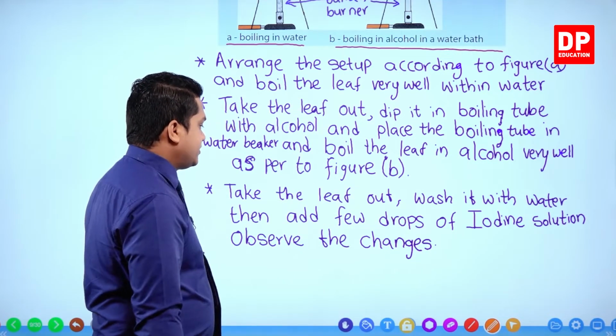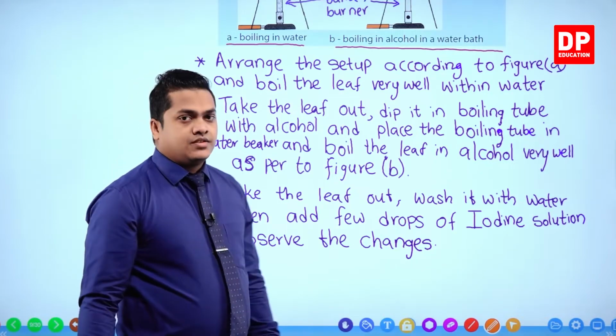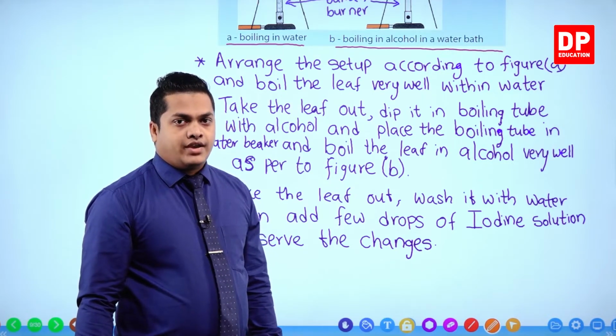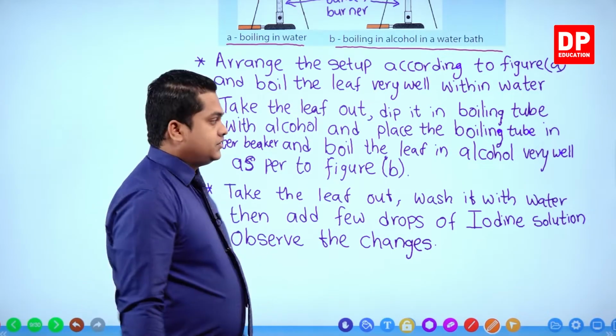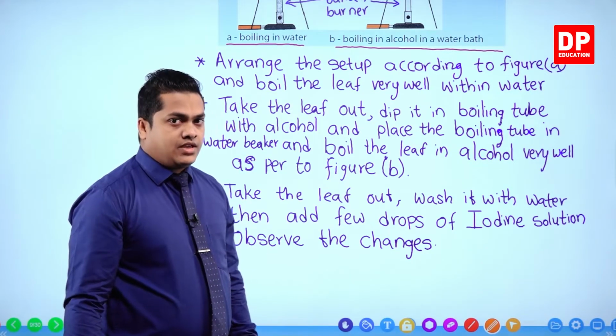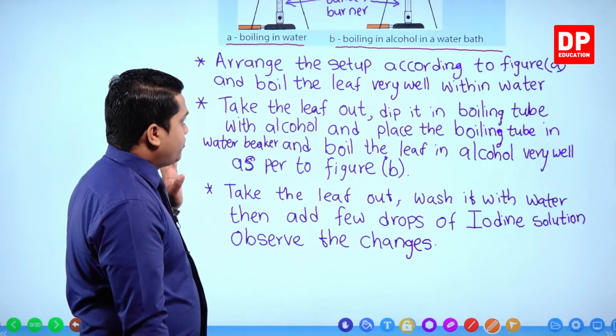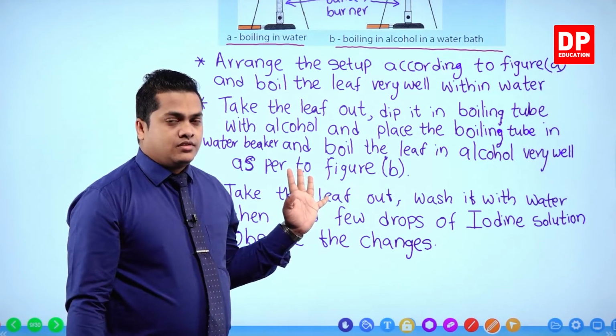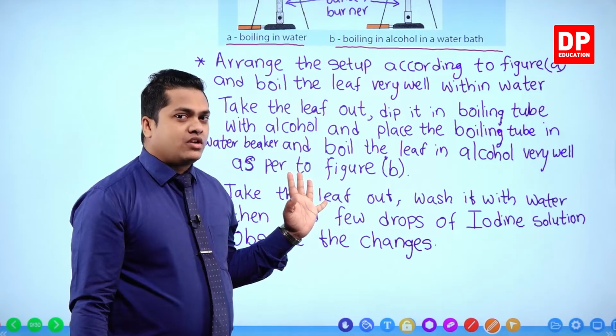Observe the changes, right? So this is the final step. There are 3 steps. First one, you have to boil it in normal water, right? You have to boil it in normal water very well.